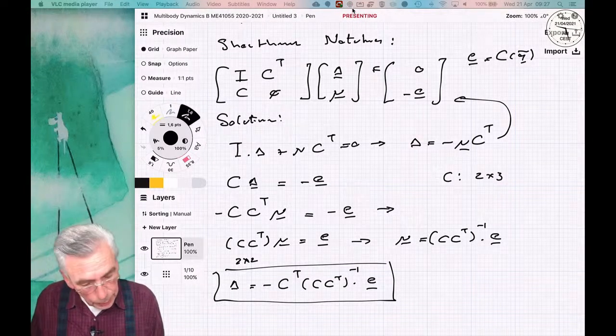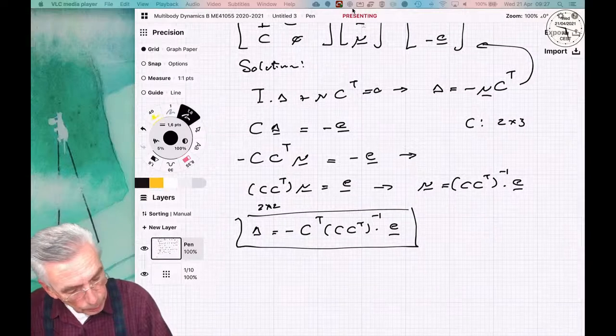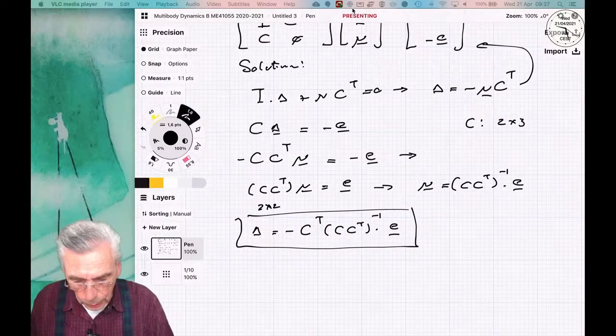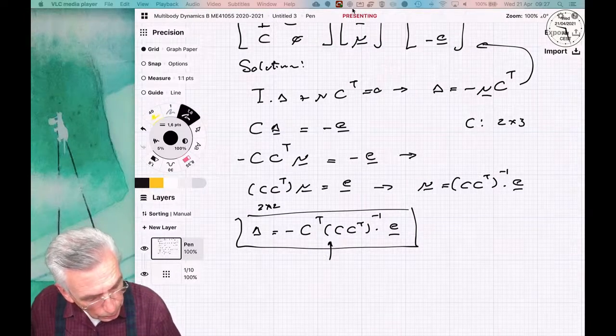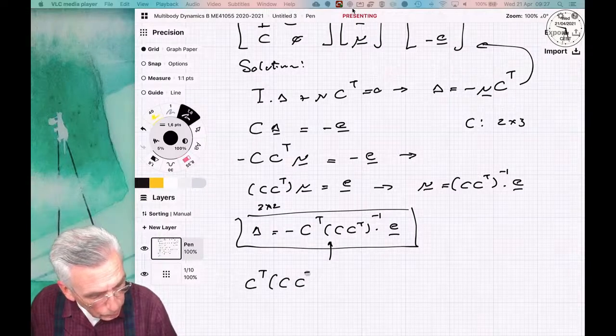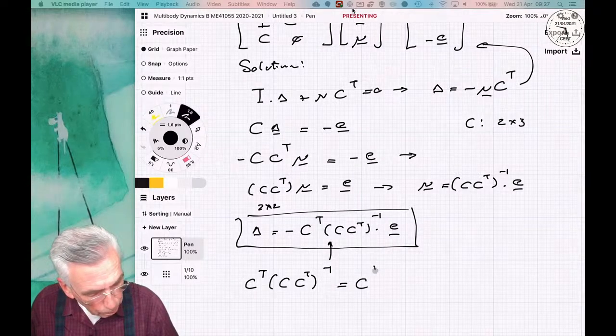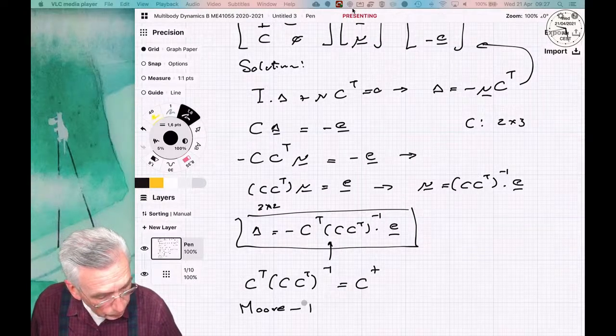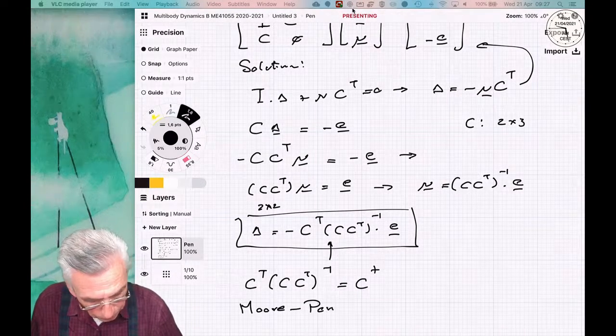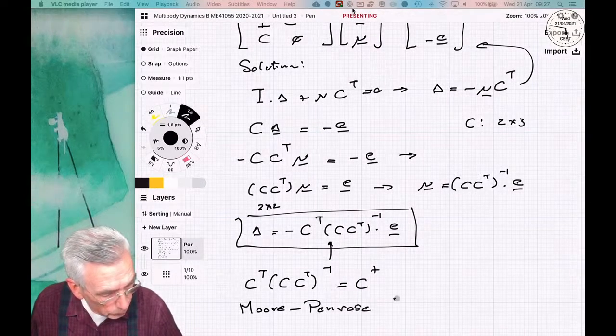Now there is actually a name for this. This matrix, C transpose times C C transpose to the power minus 1, we call that C plus, or we call that the Moore, and it's not from Jason Moore, but from another Moore, look it up, Penrose inverse.